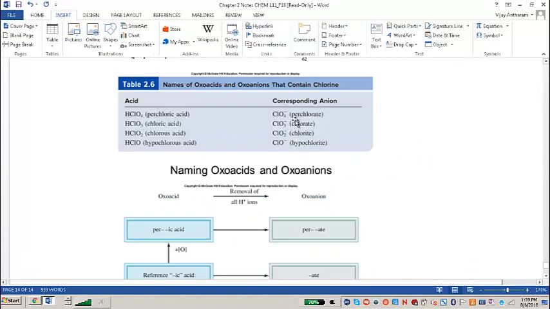ClO4 minus is perchlorate. ClO3 minus is chlorate. IO3 minus is iodate. Okay, BrO3 minus is bromate. Alright. Add an H, you get chloric acid, or iodic acid, or bromic acid. ClO2 minus is chlorite. IO2 minus is iodite. BrO2 minus is bromite. Add an H+, you get chlorous acid, bromous acid, iodous acid.